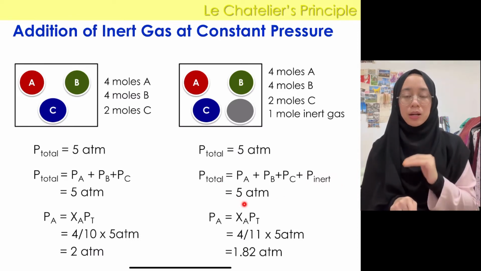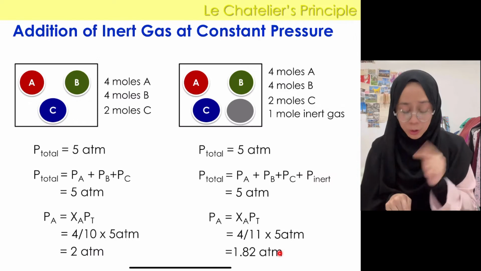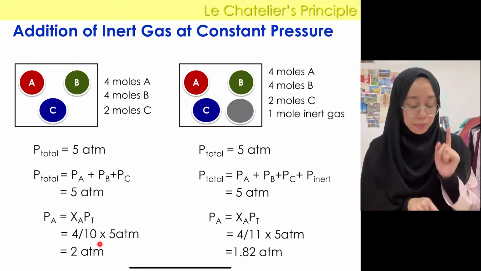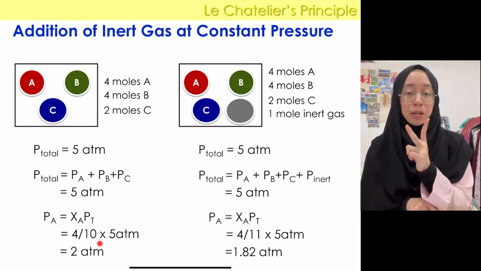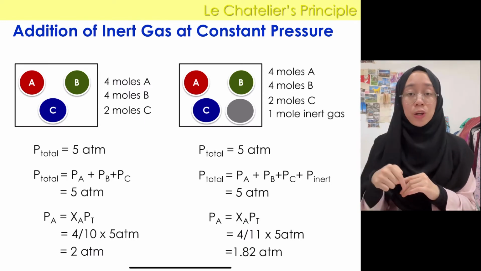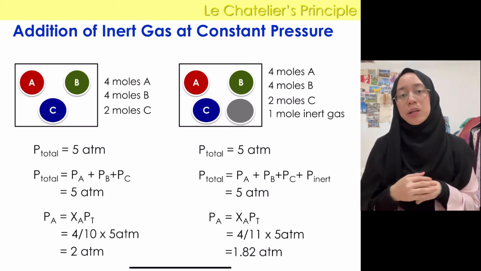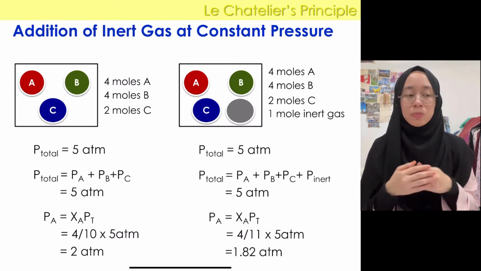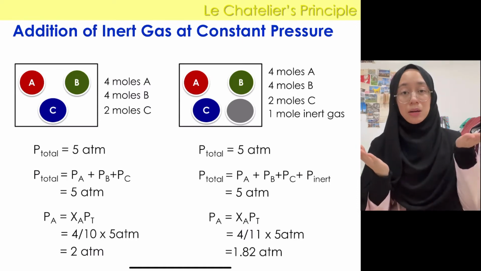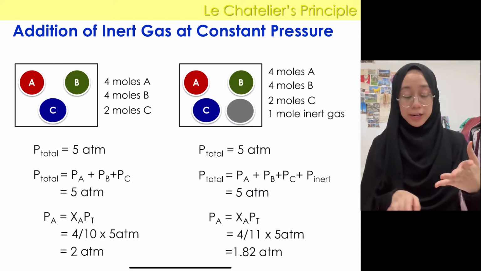And then bila kamu kira the partial pressure of gas A now, as you can see, partial pressure dia adalah 1.82 atm. In comparison to the first one, sebelum kita tambah inert gas, partial pressure A adalah 2 atm. Tapi bila tambah inert gas, partial pressure of A sekarang dah menurun. So kalau menurun partial pressure tu, now the system is no more at equilibrium. Bila dia dah tak equilibrium, since pressure turun, apa yang kita try buat dekat sistem tu? Kita akan try naikkan balik the partial pressure of A. So berlaku perubahan dekat sini.